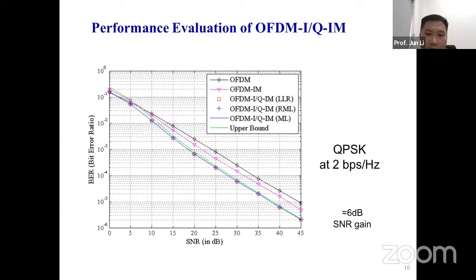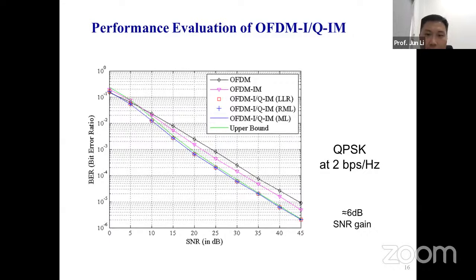From this figure, we can see that the OFDM IM has better BER performance than OFDM. The purple line is better than the black line, and at a BER of 10 to the minus 5, it has almost 3 dB SNR gain. This is because in the high SNR region, the subcarrier pattern will not be wrongly detected.